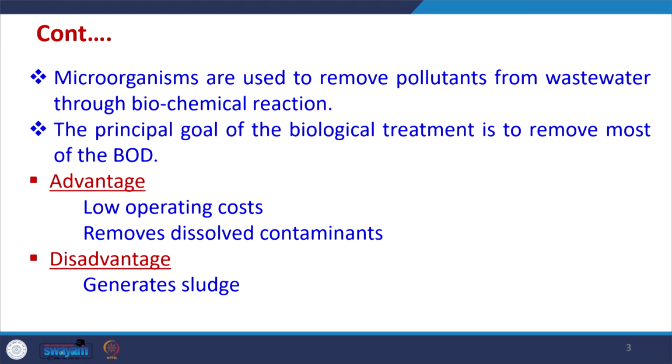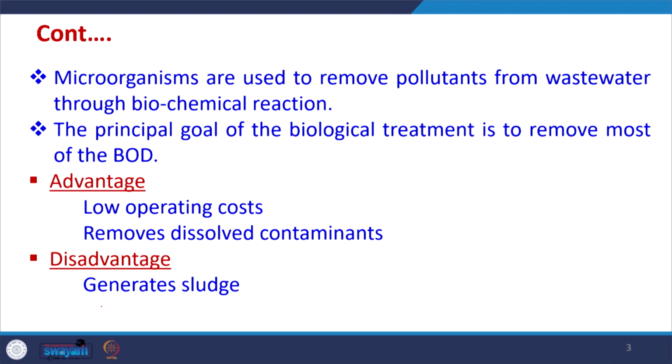There are many advantages of the biological treatment process. First thing, its operating cost is much lower as compared to physico-chemical treatment. It will remove most of the dissolved contaminants very easily, but the disadvantage is that it will generate a lot of sludge, because microorganisms themselves will grow, and that means the growth which happens has to be removed. So, all those extra microorganisms which have grown have to be separated out, so that the microorganism concentration inside the reactor remains the same.